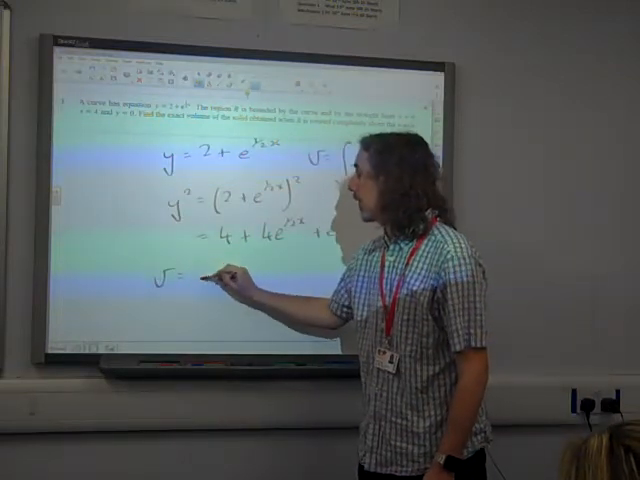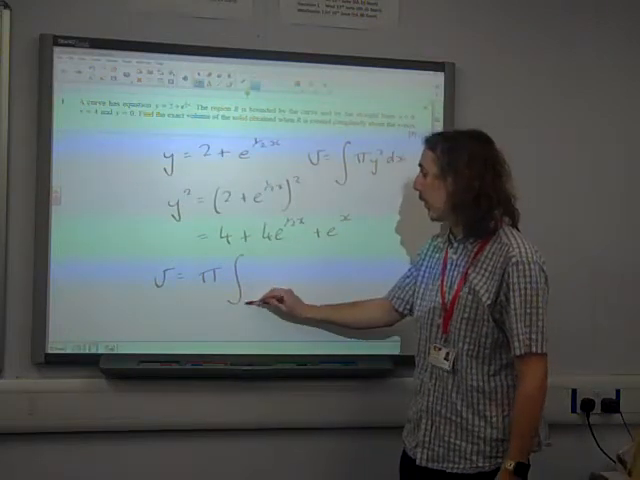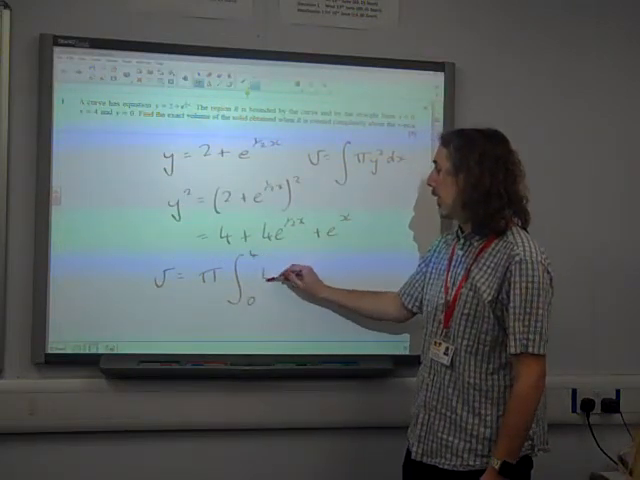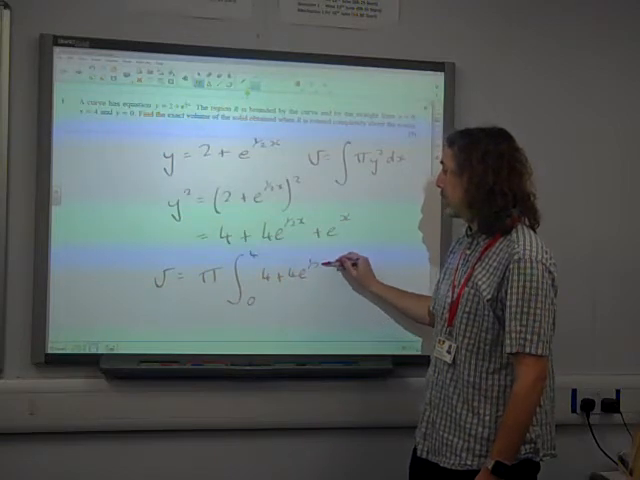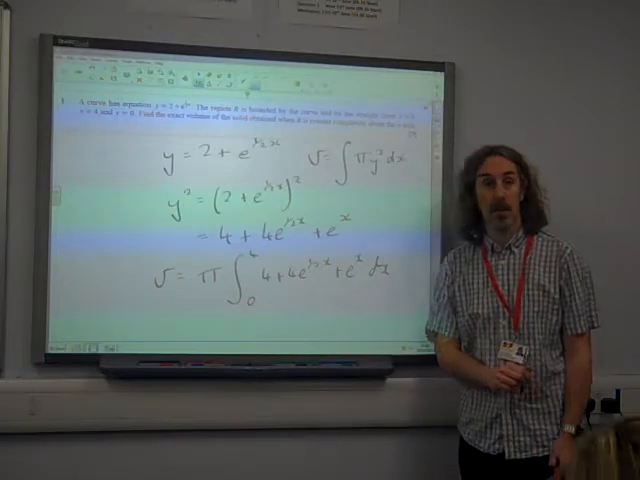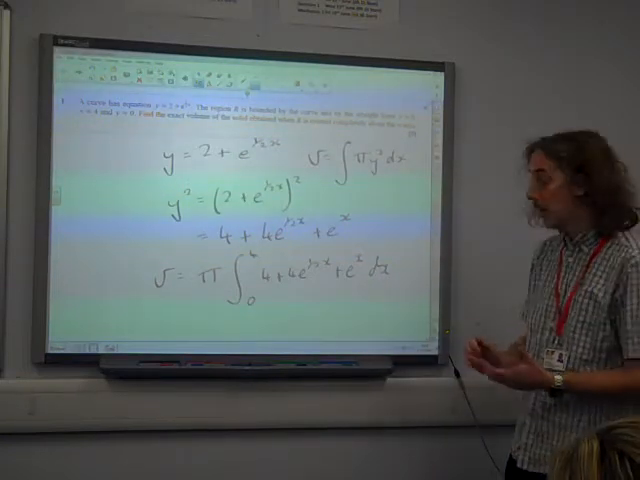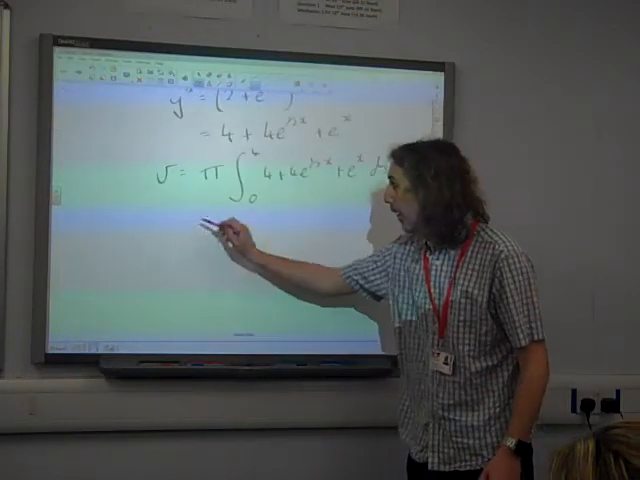The volume, therefore, is the integral of pi times that. Now we're going from x is 0 to x is 4. And there was one mark for writing that, recognising that we needed y squared in there as the thing that we're going to integrate. So then we need to actually do the integration. 2 marks for the integration.